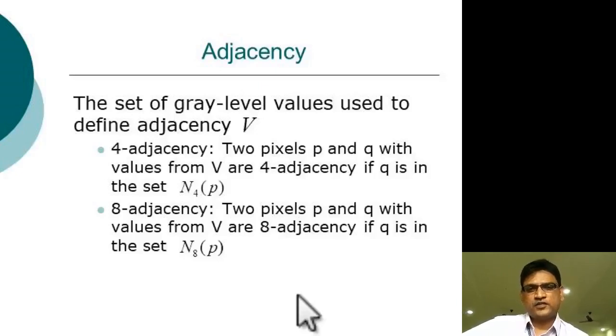This adjacency is very important to understand the relationship between pixels, or to establish a path between the pixels. Again we have three types: four adjacency, eight adjacency, and m adjacency. We can define four adjacency as two pixels p and q having values from V. This is the similarity criteria. They are four adjacent if q is in the set N4 of p. That means q must be a four neighbor. Similarly, for eight adjacency, q must be an eight neighbor.